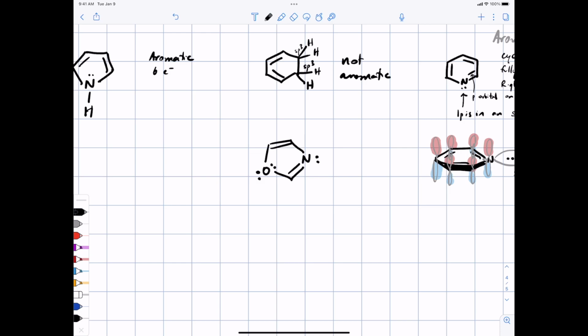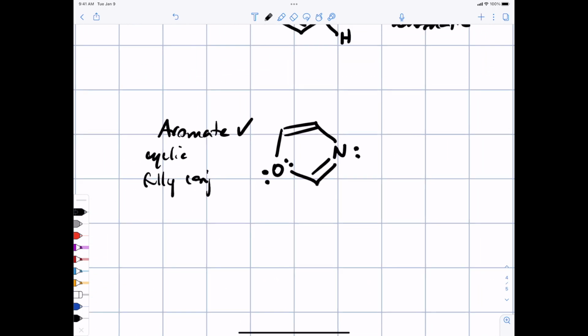Okay. You are correct. It is cyclic. It is fully conjugated. Now, I know that the pi bonds count, but what about the lone pairs? Which are part of the pi system and which are not? Just the one on the O? So it's this one, and this one. I don't count this one on the nitrogen for the same reason as pyridine, right?